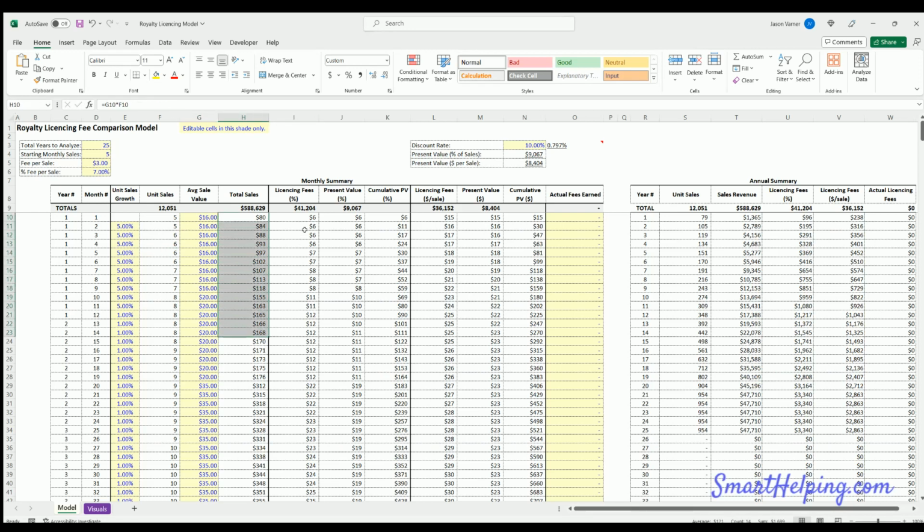But for the percentage of sale, what matters is the total sales volume over time, and this percentage. Total sales volume is based on the units sold per month and the average value per unit. So this is driving the percentage. This column is simply driving the fixed fee. And we see the actual, so here's total sales. Here you can see licensing fee percentage. So this is your percentage fee. This is the present value of that, and this is just the cumulative present value.